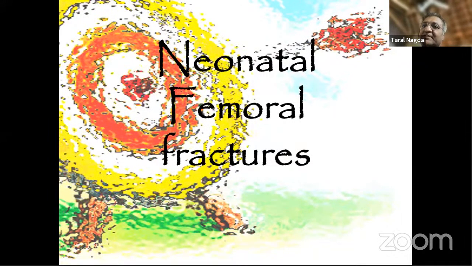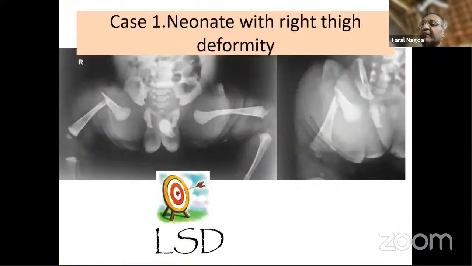So first, coming on to neonatal femur fractures. This is a case, a newborn, difficult delivery, and when the child was born, there was shortening of the right femur and angulation. And this is the patient, and you are called to have a look at this patient and opine as to what should be done. So anyone, do you want to opine on this? Unmute and tell us what you would do for this patient.